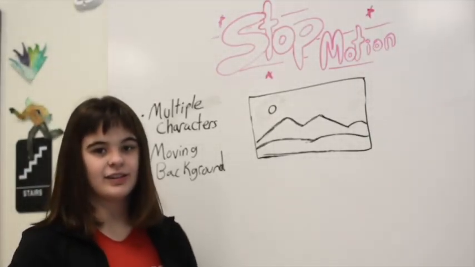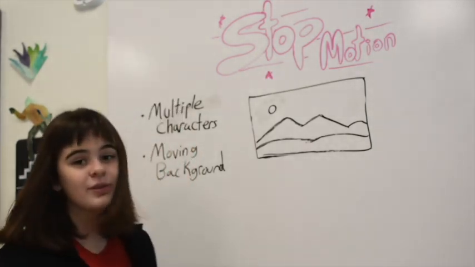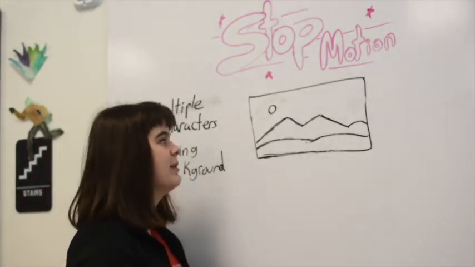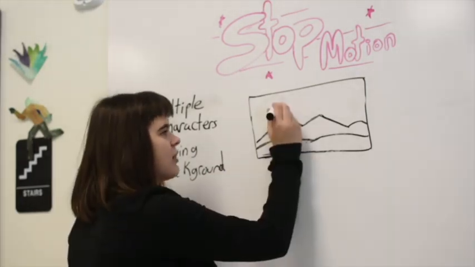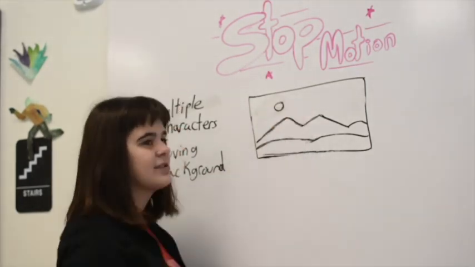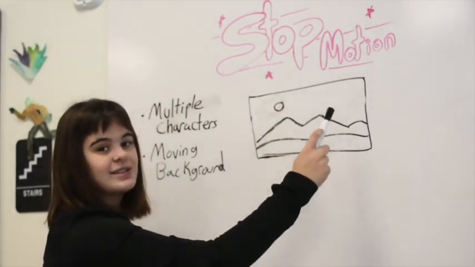The next idea is including a moving background. For my movie, I didn't move the background at all. But if you were to use a marker to add a little bit of animation, you could take the sun here, for example, and you could erase it, and then draw another sun right next to it. It's a simple enough drawing that will make it look like the sun is really traveling across the sky.